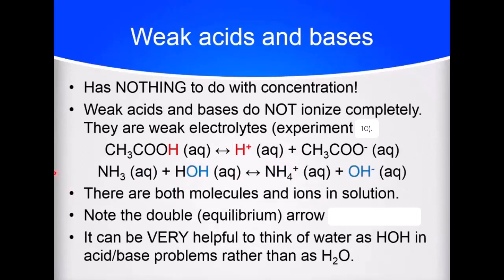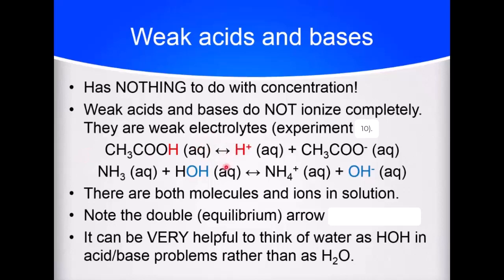Weak acids and bases, again, have nothing to do with concentration, nothing to do with how much acid or how much base is there. It's a question of how much ionizes. So acetic acid, which we'll do another lab on later, otherwise known as vinegar, only partially ionizes. We have the arrow going both directions. Ammonia dissolves in water wonderfully and results in a small amount, as you saw in the light bulb experiment, of ammonium cation and hydroxide anion. There are both ions and molecules present in solution when you throw the weak acid or the weak base into water.